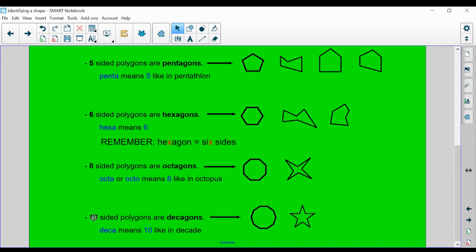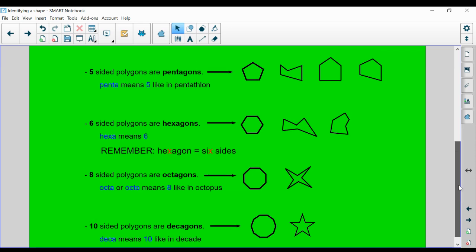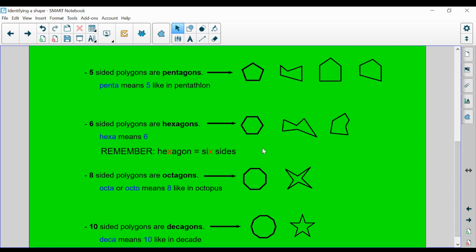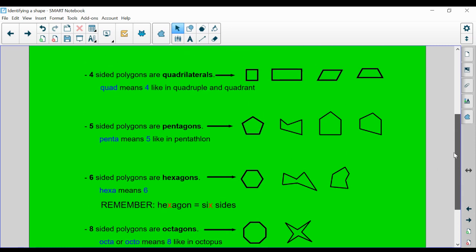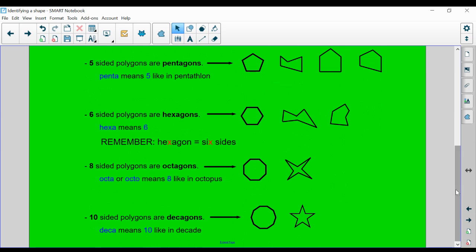And then a 10-sided polygon is a decagon. Deca means 10, like in the word decade, like every 10 years. This star shape, it has 10 sides if you count every single one of the sides. So that is a 10-sided polygon. And obviously we skipped 7 sides and 9 sides. The names and the amount of sides are endless.